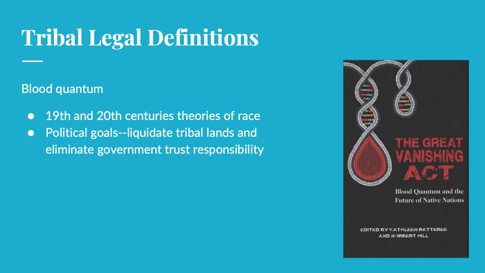The ultimate and explicit federal intention was to use the blood quantum standard as the means to liquidate tribal lands and eliminate government trust responsibility to tribes, along with entitlement programs, treaty rights, and reservations. Indians would eventually, through intermarriage combined with the mechanism of blood quantum calculations, become citizens indistinguishable from all other citizens.